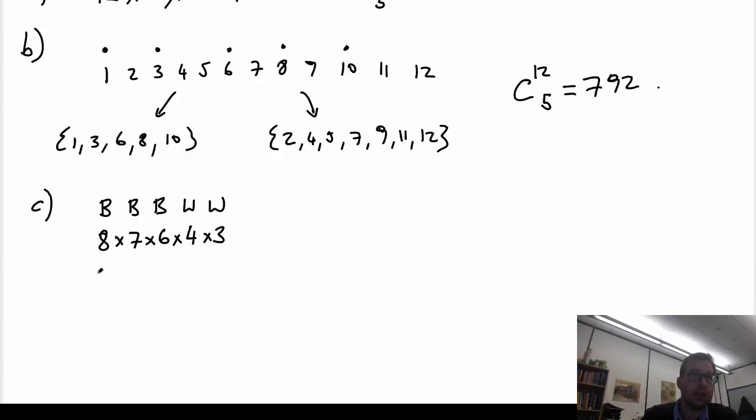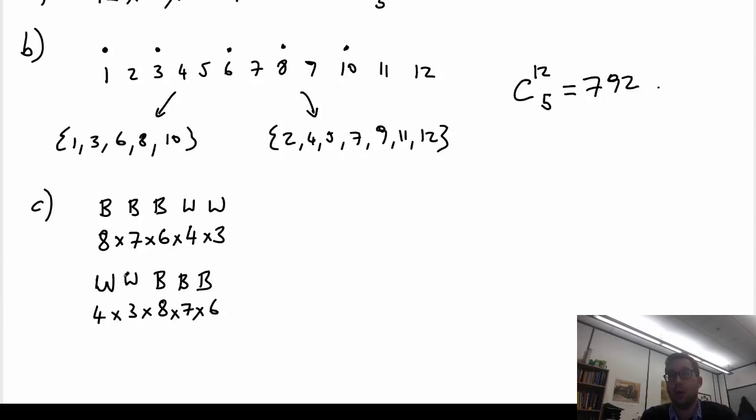But other things could count, you know. So equally we could have white, white, black, black, black. And again, there'll be 4 ways that the first ball is white, 3 ways that the second ball is white, 8 ways that the third ball is black, because there's 8 black balls in the bag, and by this point we haven't taken any black balls out. Then 7, and then 6. It's exactly the same number, but a different combination where we've got 2 white and 3 black.